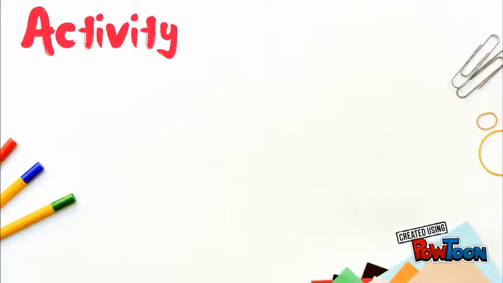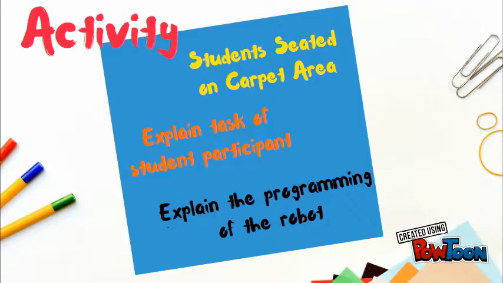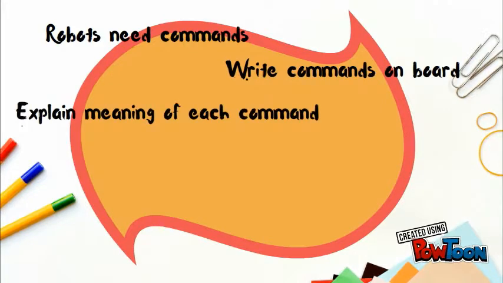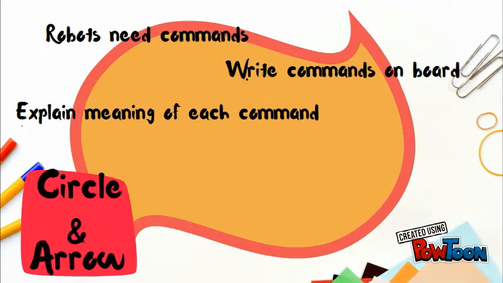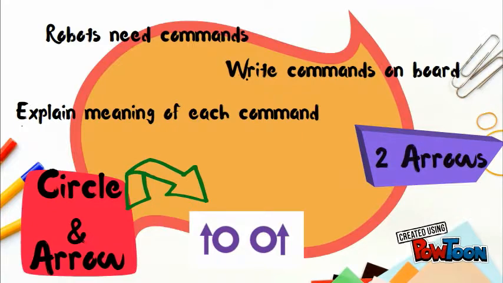For the activity part of this lesson, you would have students seated on the carpet area. Explain that the student participating is a robot and it needs instructions from a programmer. Explain that we want to program the robot to walk forward and jump. Inform the students that we need commands to tell our robot to move their right foot and left foot because our robot won't know what to do without instructions. Write the commands on the board and explain the meaning of each shape. Circle arrow to indicate left and right leg movement, 2 arrows indicating jump.